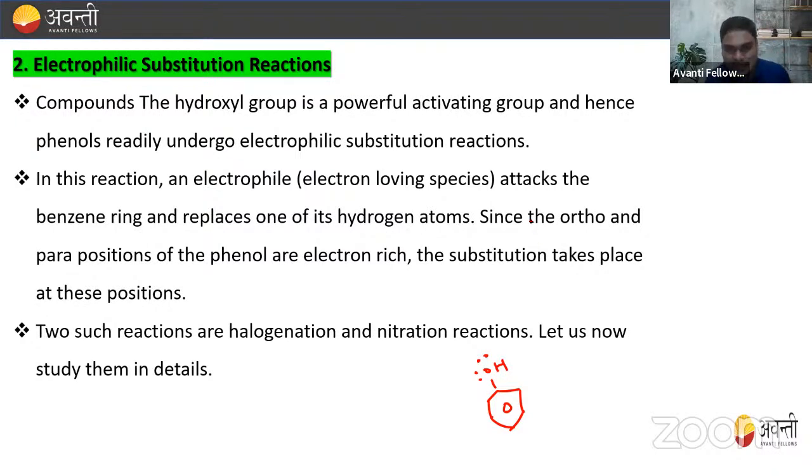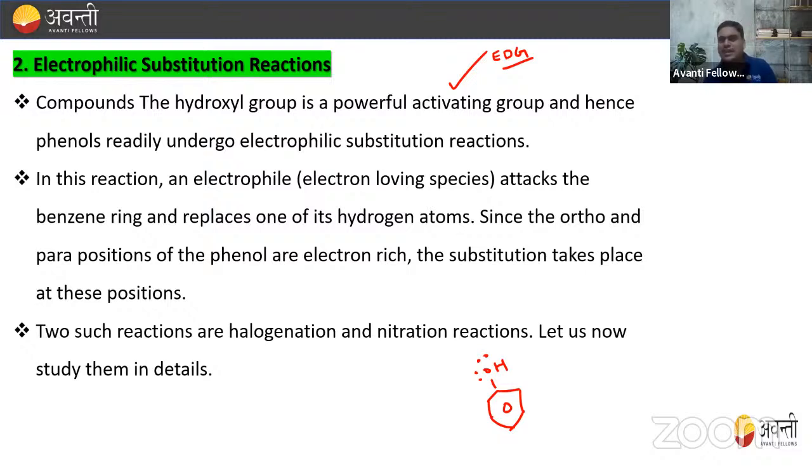So always remember this, beta, when you have to say activating and when you have to say deactivating group. Whenever an electron donating group, that is EDG, is attached to this, it is known as an activating group. On the other hand, whenever an electron withdrawing group is attached to this benzene ring, it makes the ring deactivating, right? So in this reaction, an electrophile, that is an electron loving species, attacks the benzene ring and replaces one of its hydrogen atoms, right?